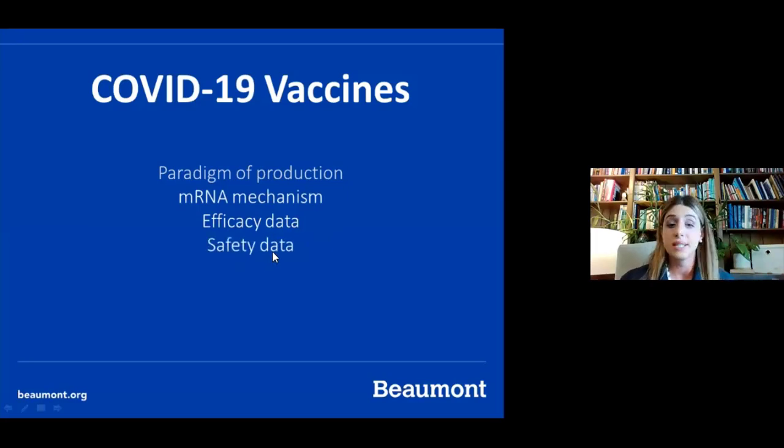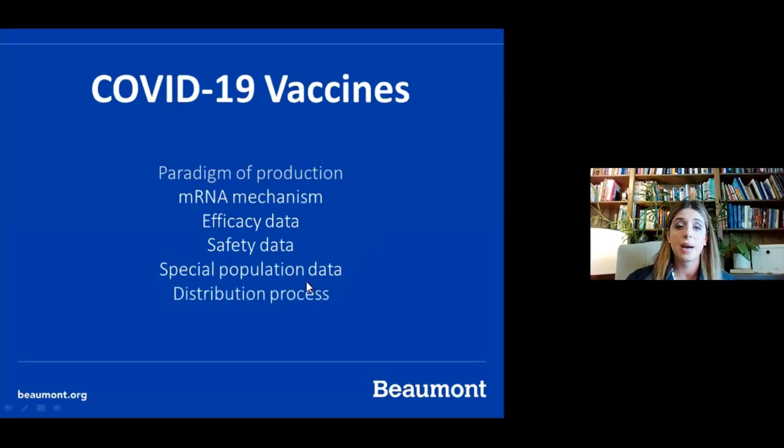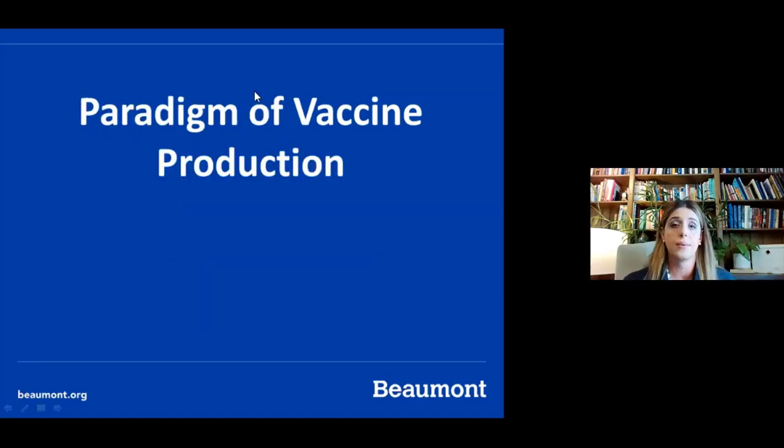Does it work? Is it safe? Is it studied in special populations? Is there any data related to that? And then the overall distribution and registration process that we have, and also that might be changing, and how to follow the changes for that.